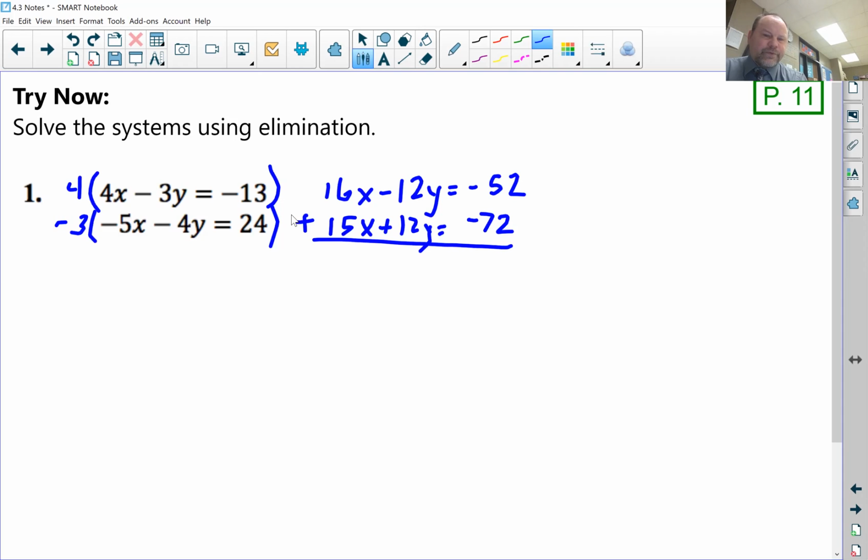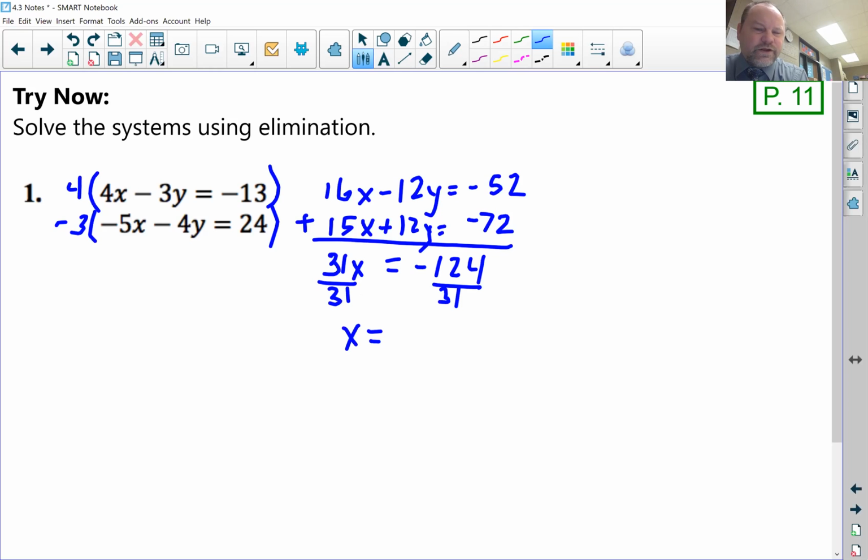Add those. 16x plus 15x is 31x. Minus 12y plus 12y, that's 0. And negative 52 and negative 72 is negative 124. So again, you get some pretty big numbers. Don't be afraid to use a calculator if you need. Perfectly acceptable.